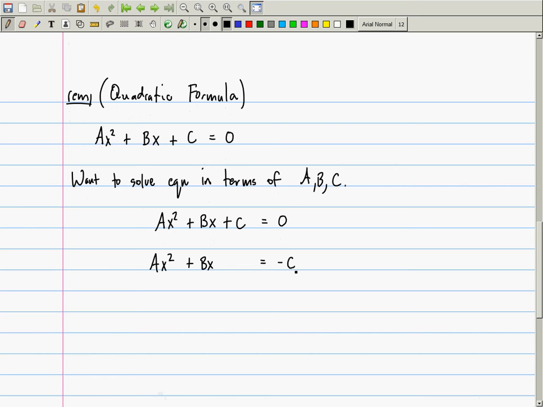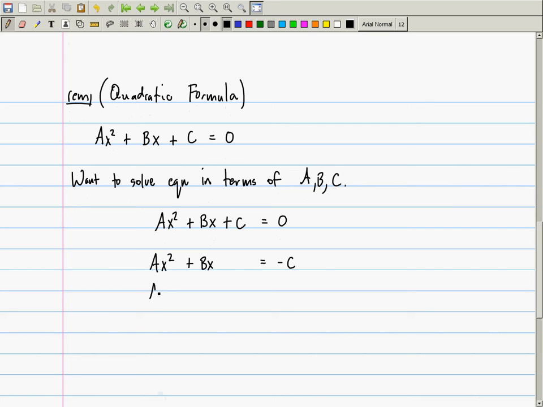Okay, now what's the next thing that we do? That comes soon, but we have to do something else first. When we complete the square, the quadratic always has to have leading coefficient 1, right? What's the leading coefficient? On the x squared term, it's a. We need it to be 1. So what shall we do? Let's divide by a.